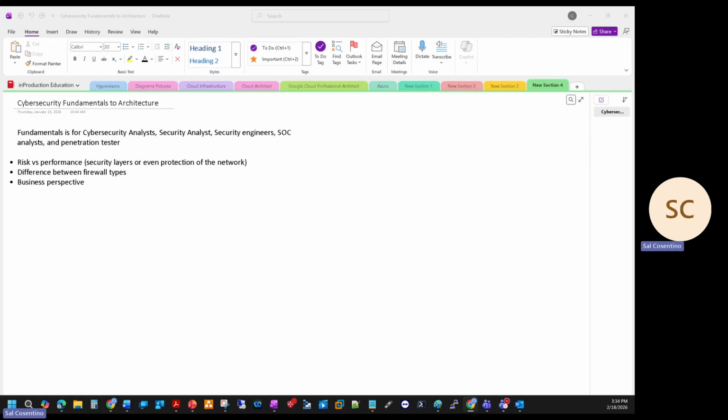We'll get back to the fundamentals, but think about the work around it and how it works, right?